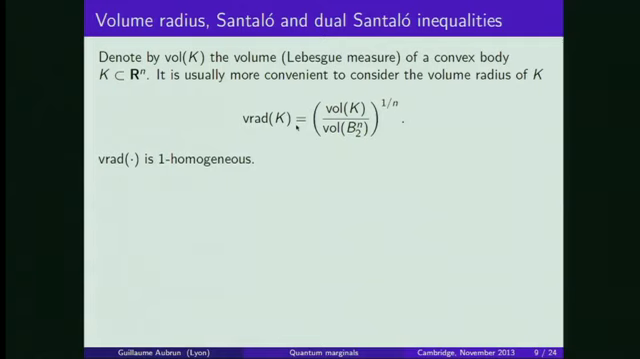It's the volume of K over the volume of B_2^n, the Euclidean ball, raised to the power 1 over n. So if you want, the volume radius of K is the radius of the Euclidean ball with the same volume as K.